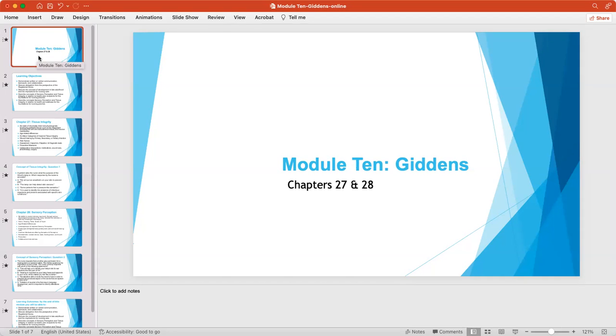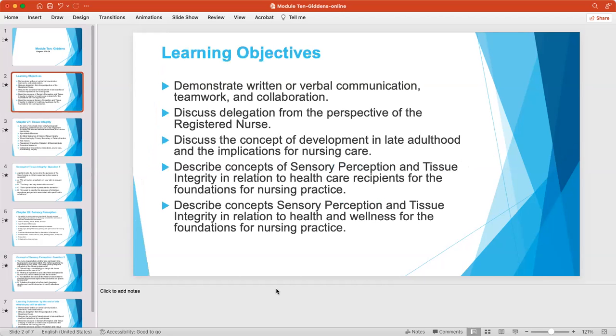Okay, so this is module 10. We will be discussing the two chapters in Giddens, chapter 27 and chapter 28. Be sure to review these objectives here, the learning objectives, and make sure you understand them.